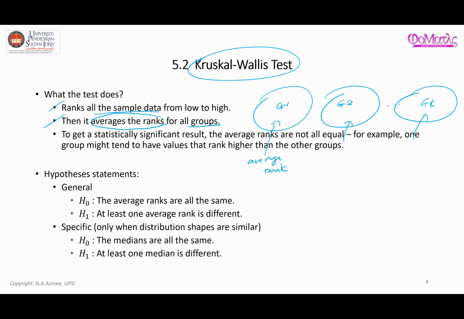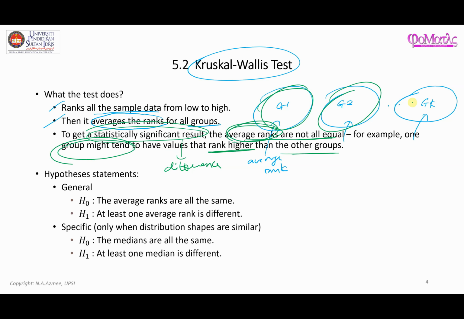If the result is statistically significant, that means there is a difference in the groups. That means the average ranks are not going to be equal, they are going to be of different values. For example, one group might tend to have values that rank higher than the other group. So different average ranks will indicate differences in the groups. Okay, so that's the idea.